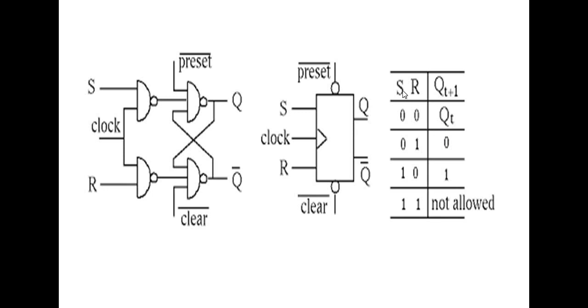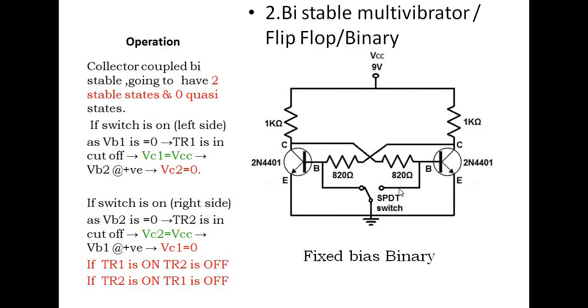When and only when the set value is 1, the output is set to 1. When the reset value is 1, the output is reset to 0. Right? You remember this. We are supposed to have the same type of truth table for the bistable multivibrator. Bistable means two stable states, either low or high. This is nothing but a bistable multivibrator.